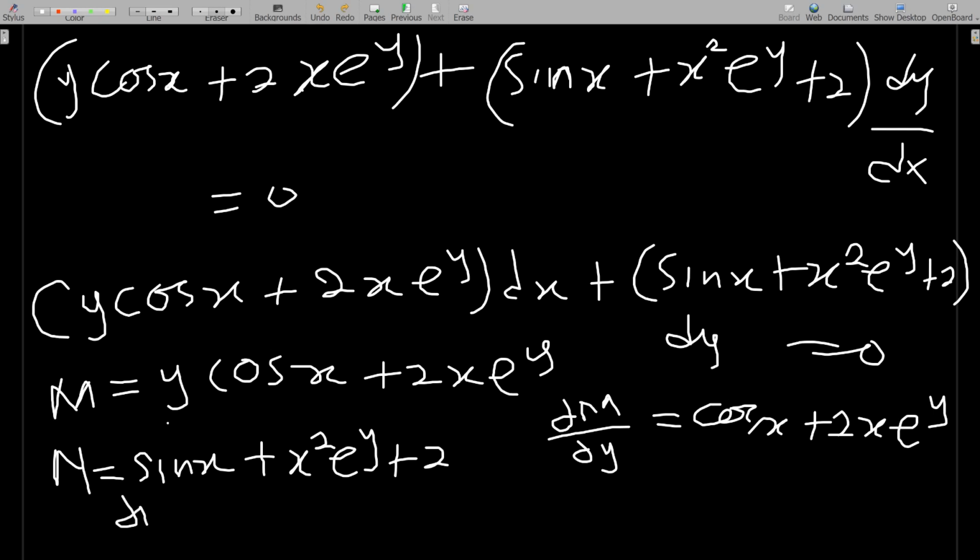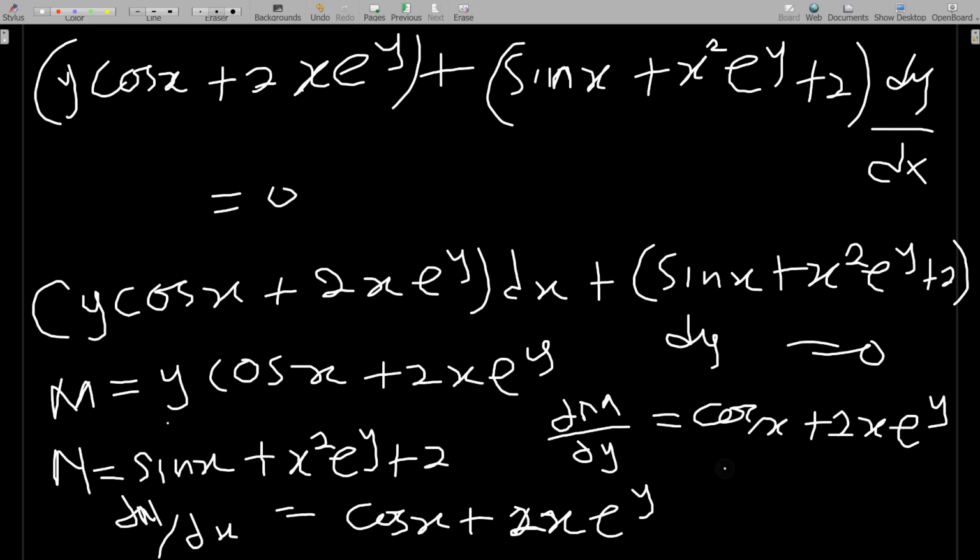And del N del x is equal to differentiating N with respect to x. When I differentiate sine x, I get cos x, plus differentiating the remaining term with respect to x, I have 2x e to the y, then plus the derivative of 2, which is 0. Any constant is 0. So this means that they are the same, and hence this is equal to this, and hence we have exact. So this one is exact.